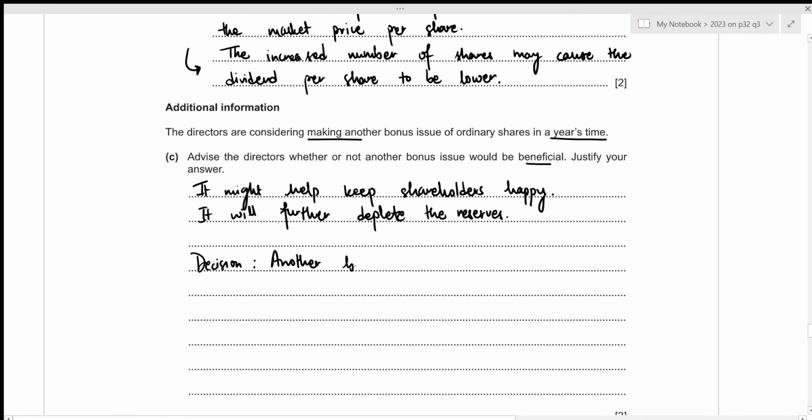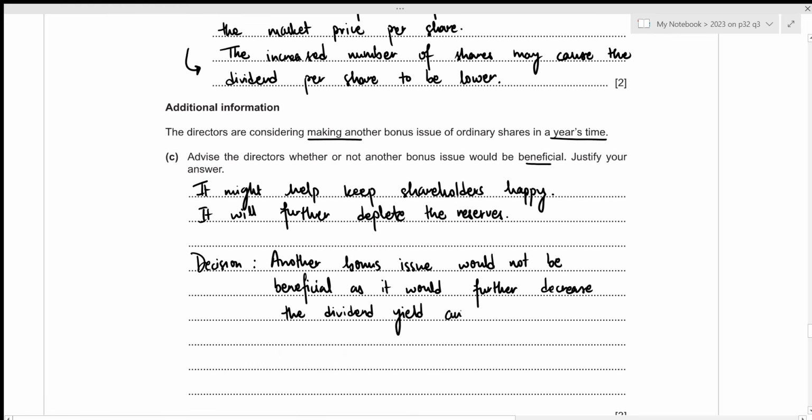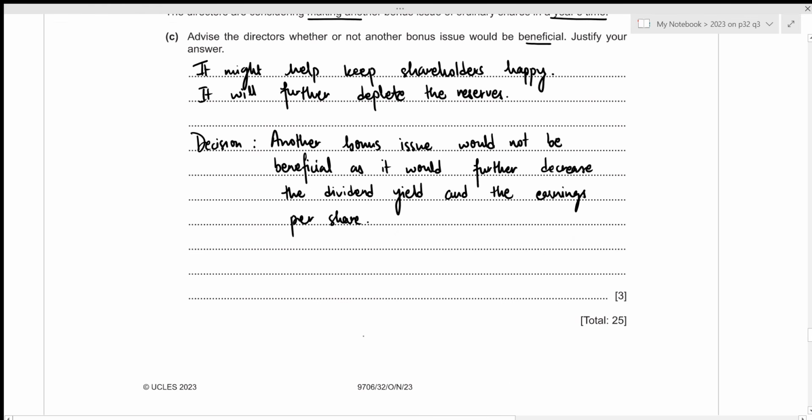Another bonus issue would not be beneficial as it would further decrease the dividend yield and the earnings per share. Okay. This completes question number 3.